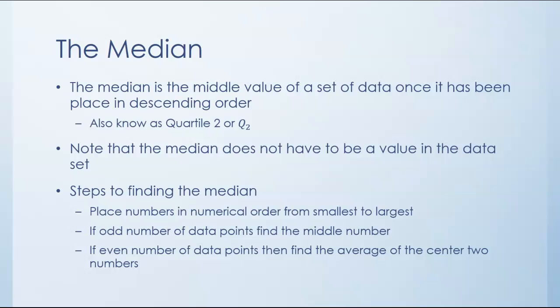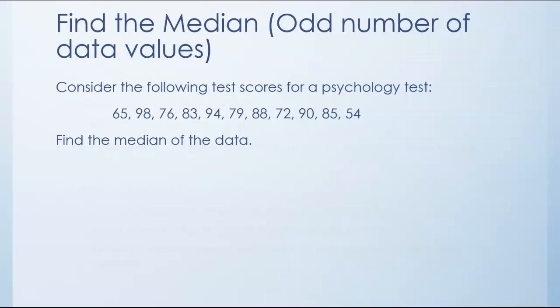I'm going to give you an example of both of these, one with an odd number of data points and one with an even number of data points. So let's start with our first example. We said considering the following test scores for a psychology test, we want to find the median of the data. If you were to count the number of test scores I just gave you in this problem, you'd find that there are 11 test scores. That's awesome because that is an odd number of test scores.